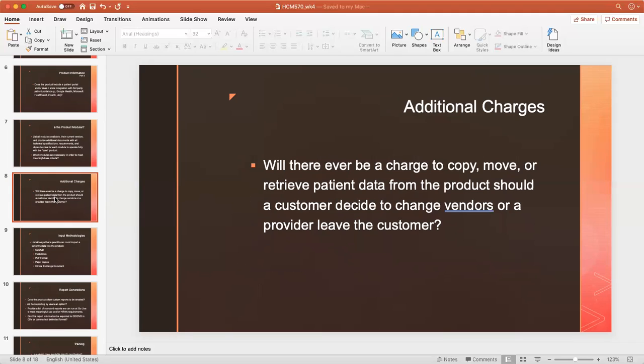Okay, are there ever additional charges? What if you decide to change vendors? What if you decide to use an outside source to do coding, or not to do coding, but to do billing? There are lots of possibilities in the future, and we don't have crystal balls. So there's no way that we can know. But before you choose a system, you want to make sure that you know about these potential charges about moving patient data, copying, retrieving, whatever it might be.